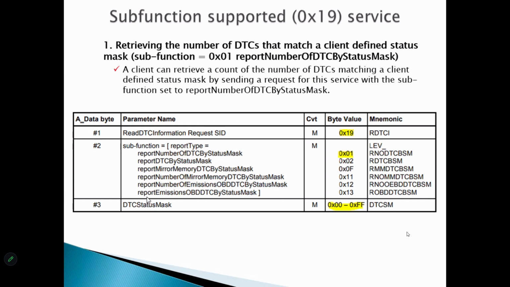If the client wants to read how many DTCs there are whose at least one bit of the status byte is set to true, then the status mask will be FF. Clear? If the client wants to read all the DTCs which are stored in the memory, it will simply send the request as FF. Understood, guys? Clear now?